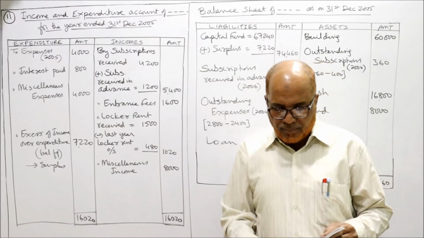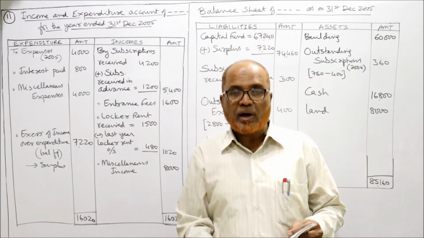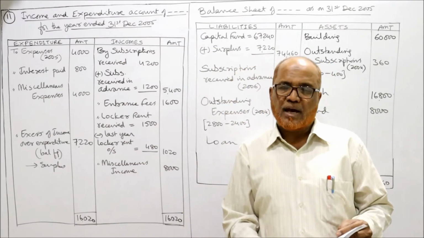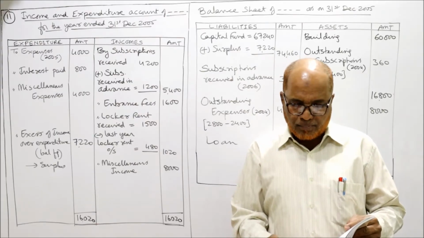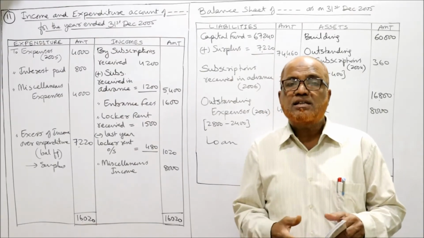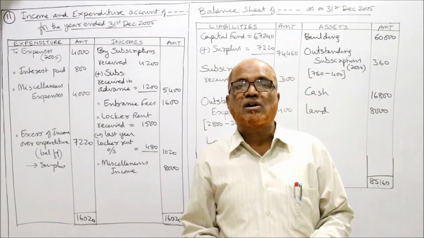Now current year expenses are given. Now come to the asset side: building, asset, outstanding subscription. Now see, last year's outstanding subscription was 760.